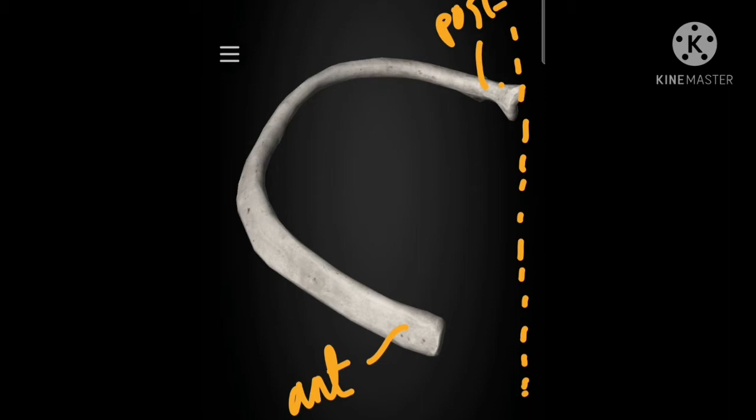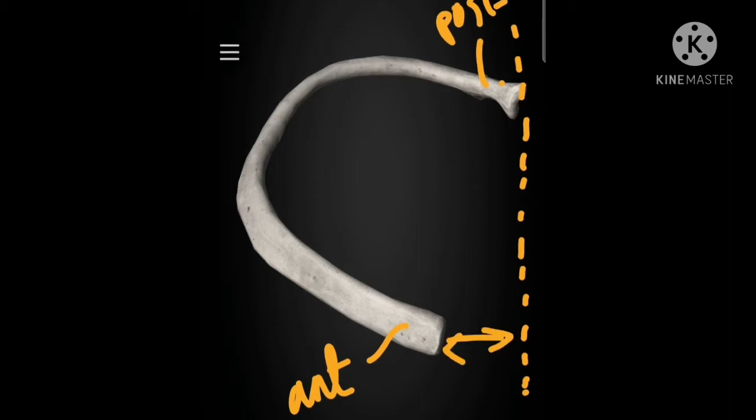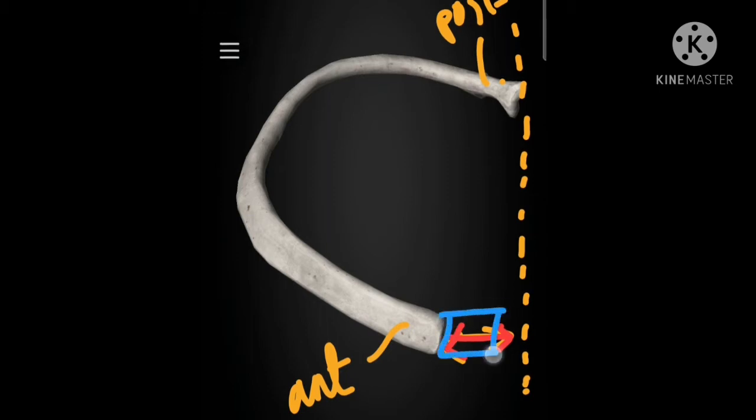Now this is the midline, as shown in orange. The anterior end lies lateral as compared to the posterior end. What may be the possible reason? The reason is simple: the anterior end is attached to the costochondral cartilage here, and via the costochondral cartilage it is attached to the sternum.